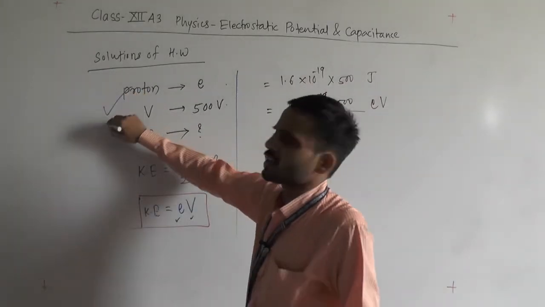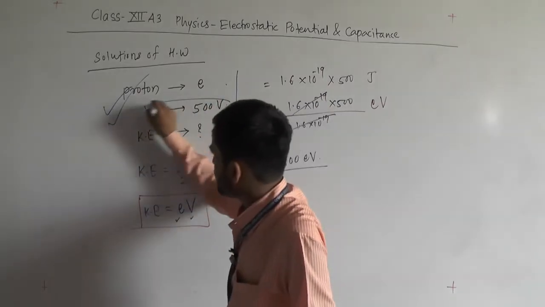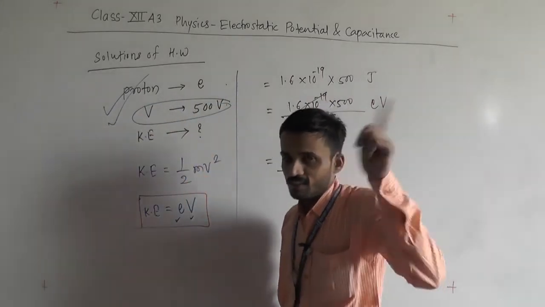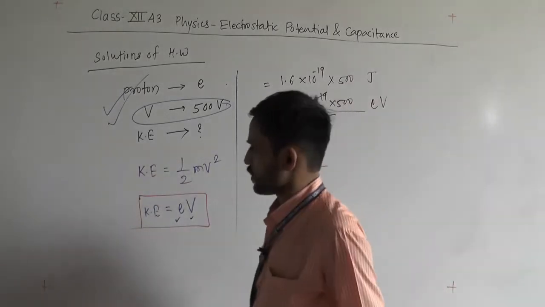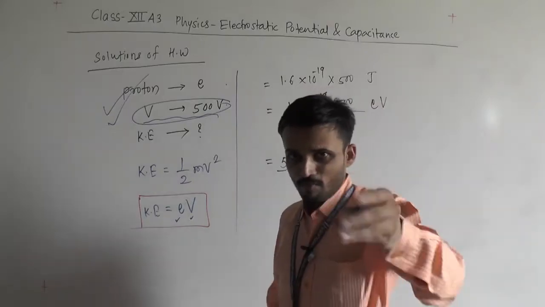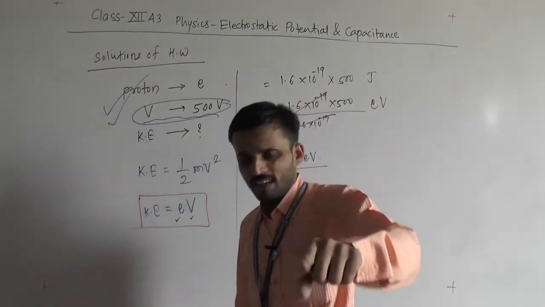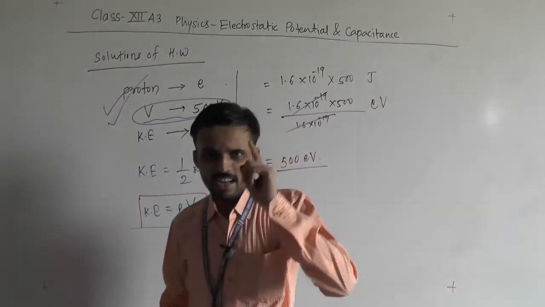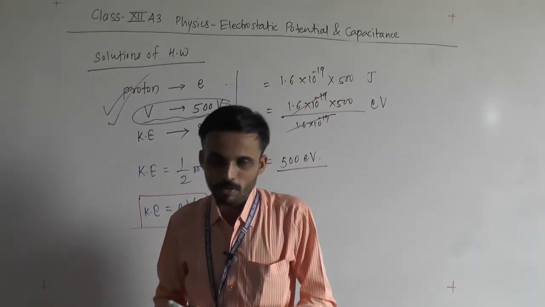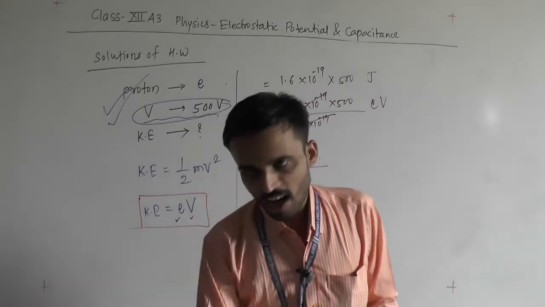Whenever a proton or electron, not any charge, is accelerated through a voltage, then whatever the accelerating potential is, the same value in electron volts you will get as the kinetic energy of that proton or electron. Getting my point? So this is the idea.